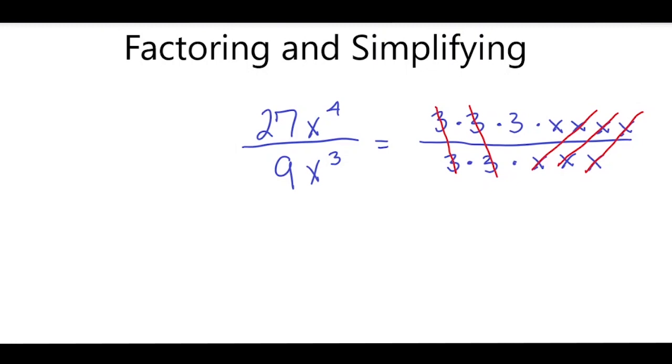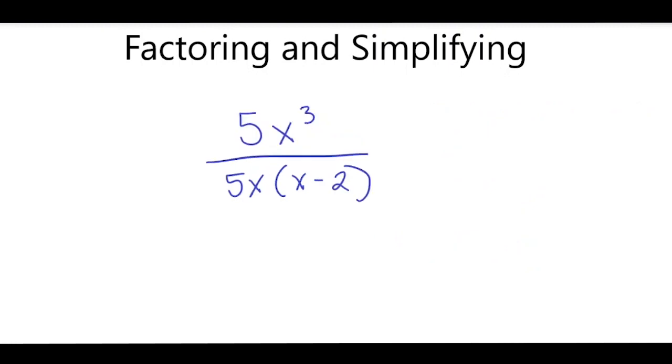Okay? So notice that there's nothing left on the bottom that isn't crossed off. So I will say that that is 1. And what's left on top is 3 times x. So my simplified version of this would be 3x over 1. But anything over 1 is just itself, so the simplified version is 3x.